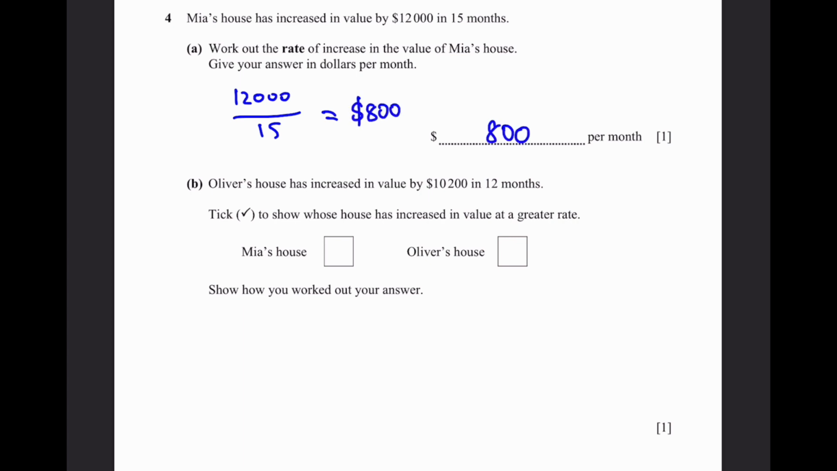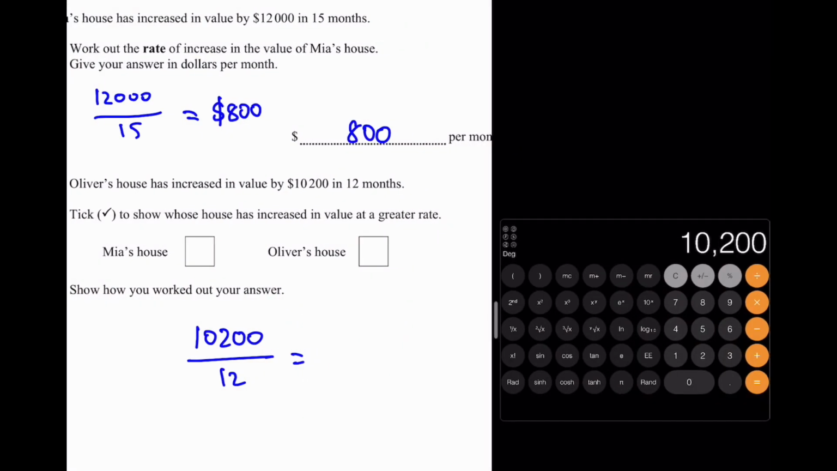That's the answer. B. Oliver's house has increased in value by $10,200 in 12 months. Work out whose house has increased in value at a greater rate. Show how you worked out your answer. $10,200 in 12 months is equal to 10,200 divided by 12. And when we get the answer, let's use a calculator for that. Alright, 10,200 divided by 12 is equal to $850, which means $850 per month. And that's greater than 800. Therefore, Oliver's house has increased at a higher rate.